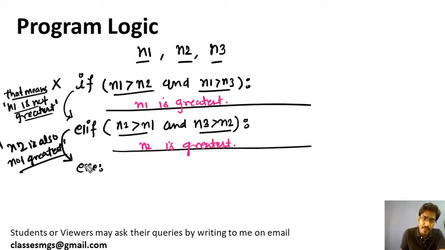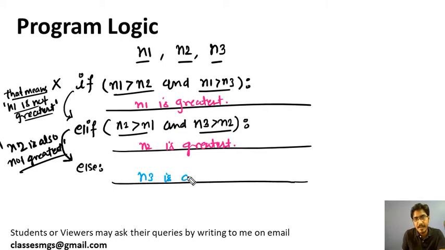Okay, and if you are coming in this else part, that means our n1 is not greatest, and n2 is not greatest either. That means n3 is the greatest. That simply means n3 is the greatest number. So this is how this logic will work. Okay.